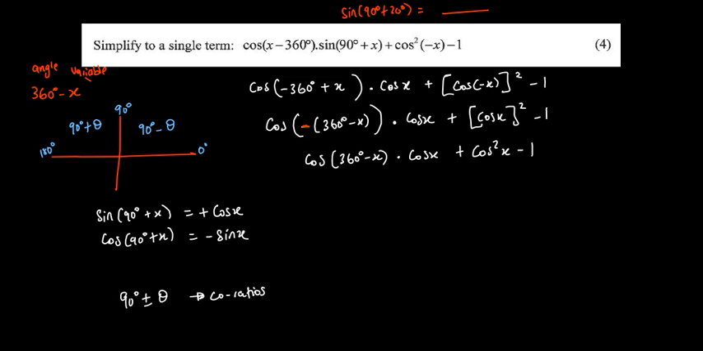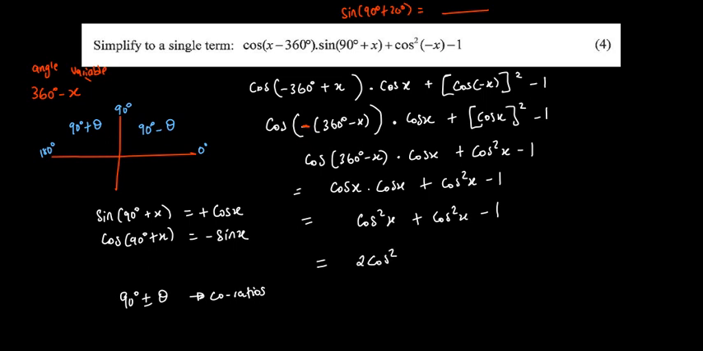Then here, good people, 360 minus x is still the fourth quadrant, whereby cos is positive, so you have cos x times cos x plus cos squared x minus 1, so it means you have cos squared x plus cos squared x minus 1. Right, now what is cos squared x plus cos squared x? That will give you 2 cos squared x minus 1.